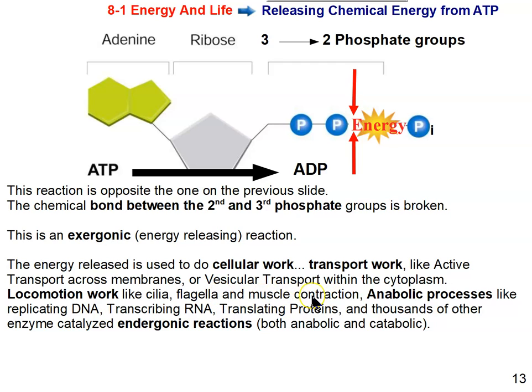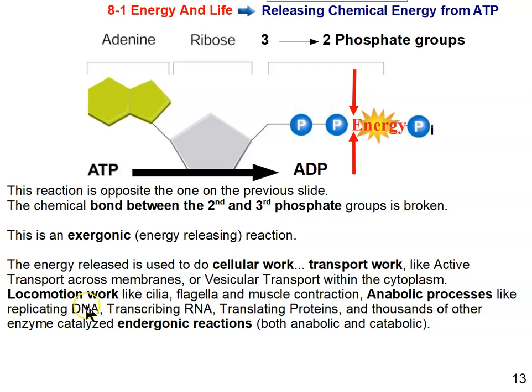Also, muscle contraction. When you move your body, ATP is the reason that your muscles are able to contract. There are two proteins in your muscles, actin and myosin, that interact with each other using ATP in order to cause your muscles to contract and shorten, and therefore you're able to move. There are all kinds of anabolic processes, like replicating DNA, transcribing RNA. Remember, anabolic is putting things together.